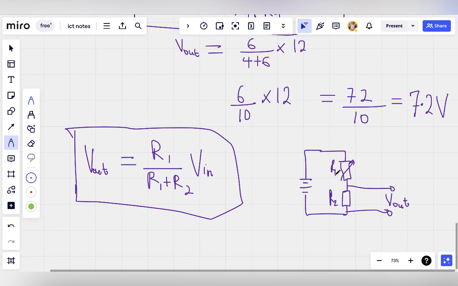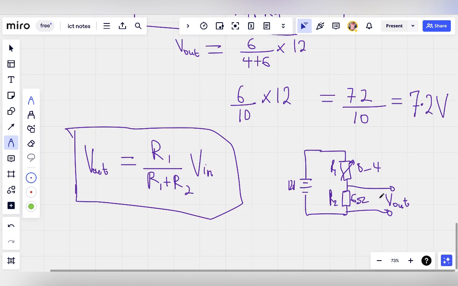For this one, if you are looking for the output voltage across this resistor, this is 12 volts, and this variable resistance varies from 1 to 4 ohms, while this other resistor is 6 ohms.